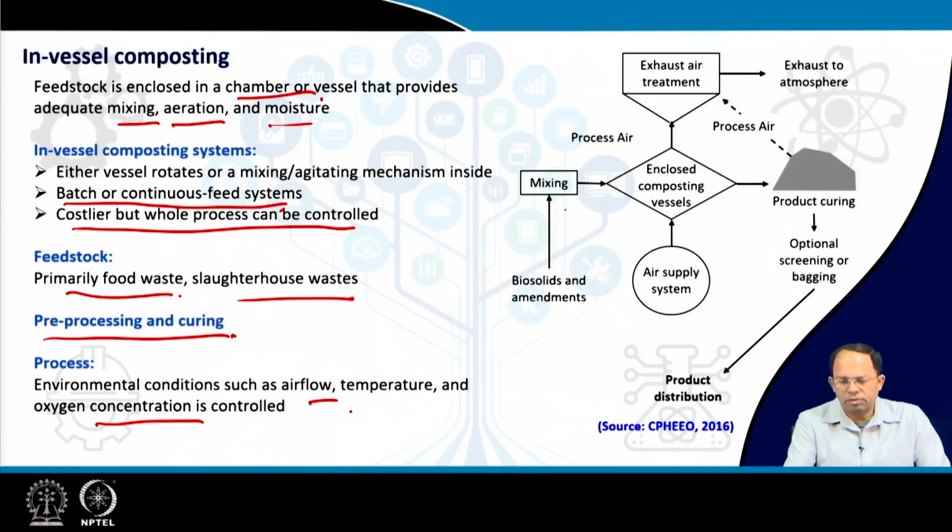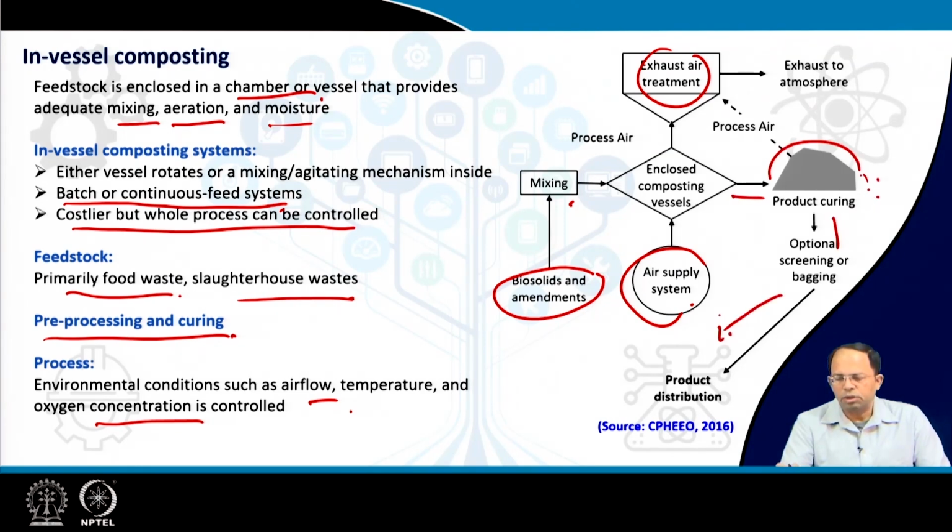So this is where biosolids and amendments are first put inside, it is mixed, then air is supplied, and exhaust air comes out, which needs to be treated, and then the final product comes out over here, which has to be finally cured, and after curing it is bagged and then goes into distribution. Whatever gases come out could be allowed to go to the atmosphere, or we can even collect and treat it. The exhaust air could be treated before it is exhausted to the atmosphere.